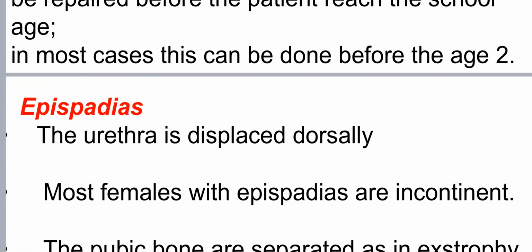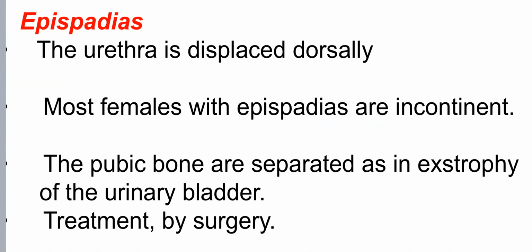The last topic is the epispadias. We saw in hypospadias the opening is ventral, inside the normal position. Epispadias, what is it? The urethra is displaced dorsally. The opposite: the urethral opening is on the dorsal side of the penis. Most females with epispadias are incontinent.